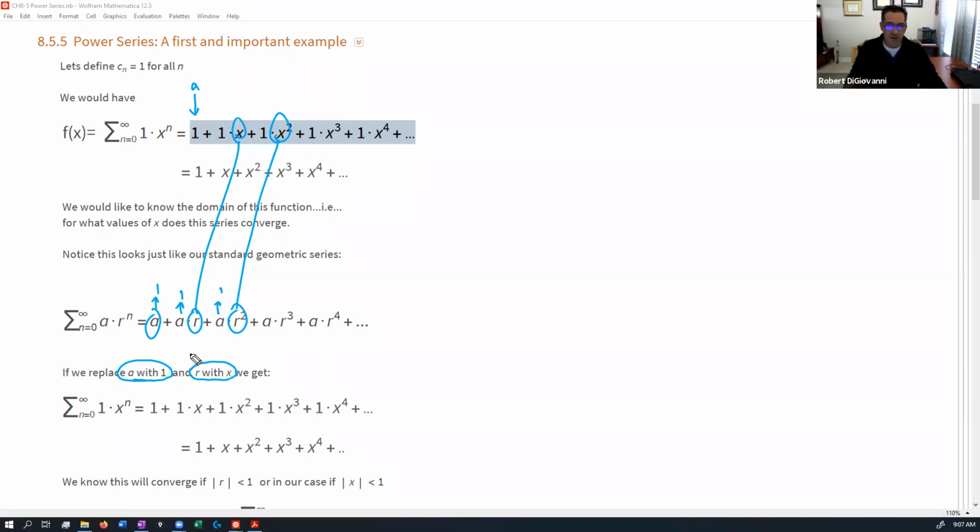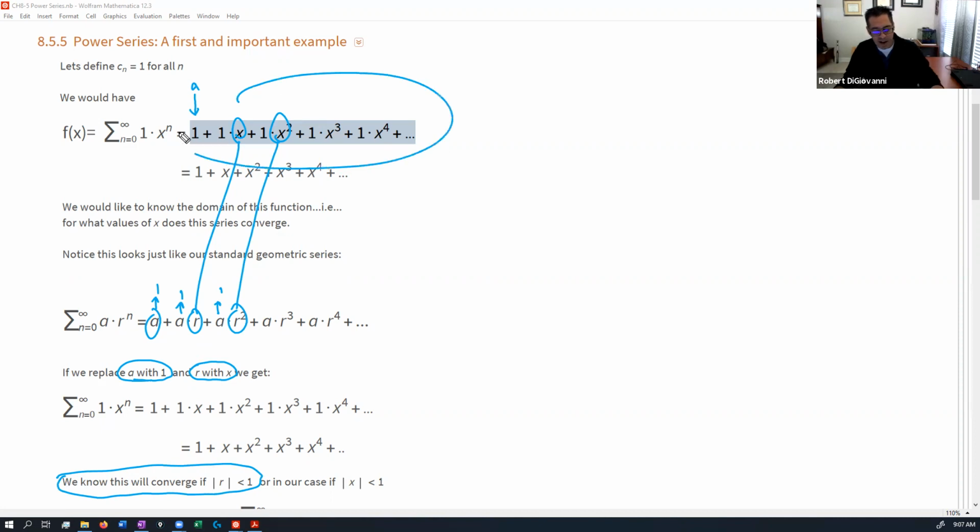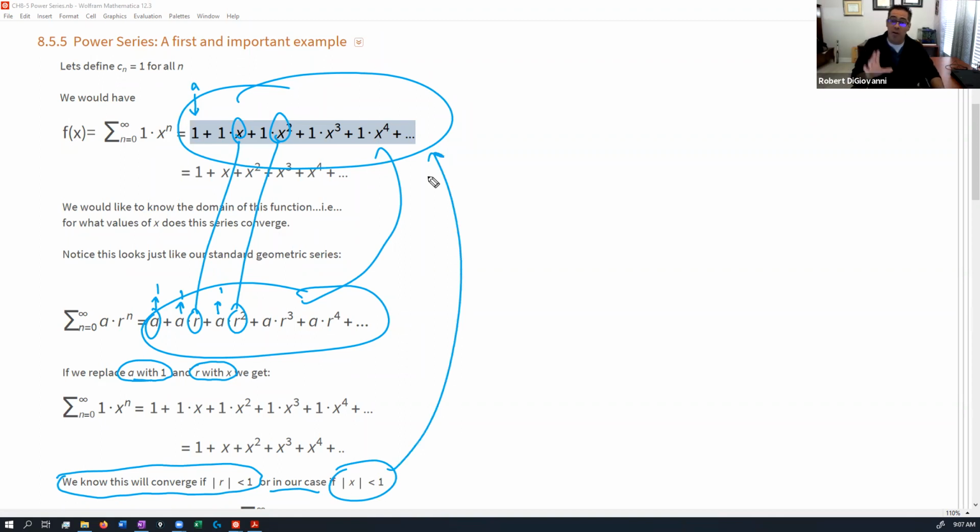What made a geometric series converge? When did a geometric series converge? As long as it was less than 1. When the absolute value of r is less than 1, right? That's exactly what we know about geometric series. It'll converge when the absolute value of r is less than 1. Well, since the series up here is exactly the same as this series, we just replace the a with 1 and the r with x. Then in our case, this thing should converge so long as the absolute value of x is less than 1. Any questions on that? I mean, it's exactly a geometric series.